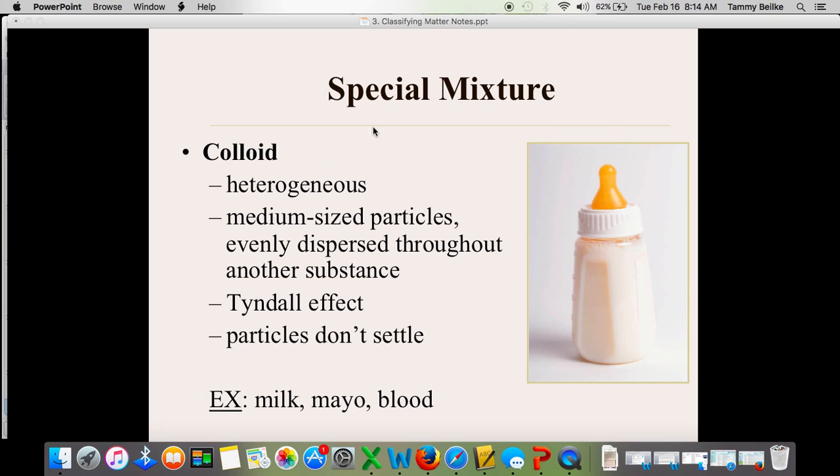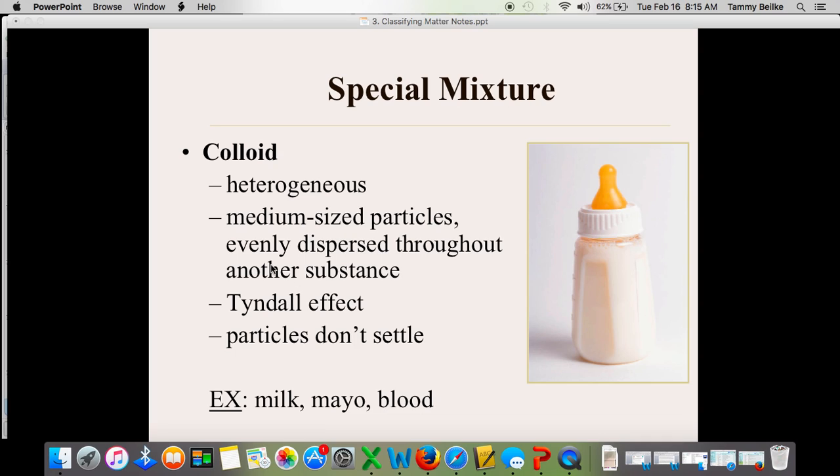Our last type of special mixture is called a colloid. Colloids are kind of confusing sometimes. They are heterogeneous, but they're medium-sized particles. And you might be thinking, okay, we talk about small particles, we talk about large particles, now medium-sized. How do I know what's medium? I'm not going to ask you to memorize any specific size of particles. It's just relative, so colloids just have relatively smaller particles than solids or suspensions, but relatively larger particles than solutions.